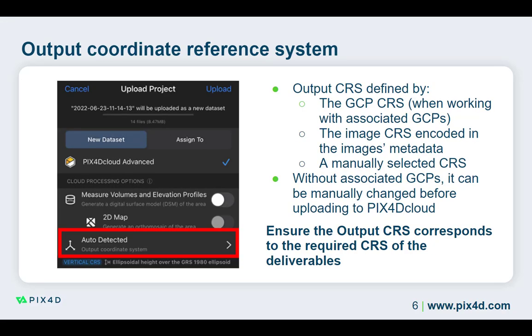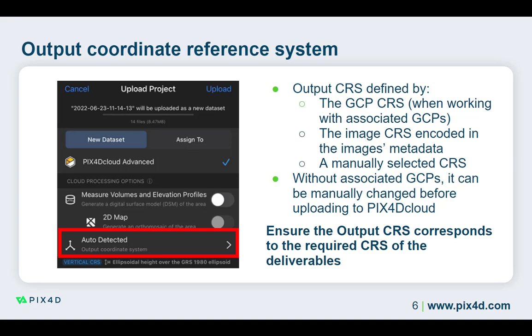The output coordinate reference system is the CRS required for the photogrammetric outputs to ensure that it is compatible with the needs of the project. When working with Pix4Dcatch, this CRS is defined in one of 2 ways. When working with GCPs and an associated point collection, the CRS of the point collection is assigned as the output CRS. When no GCPs are associated with the dataset, the output CRS can be defined when uploading the dataset to Pix4Dcloud.